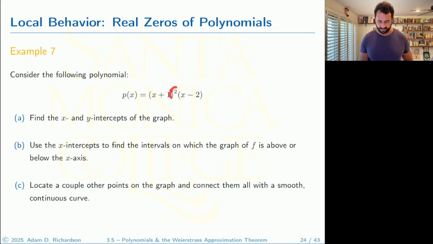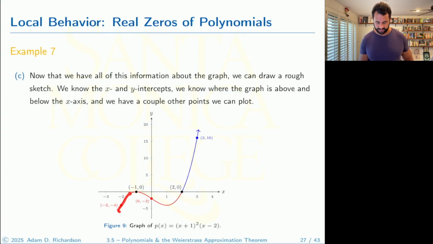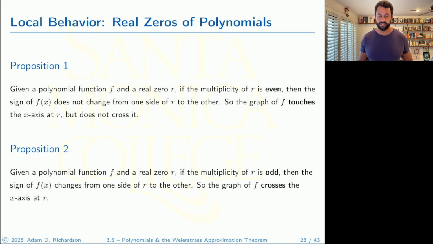Now, notice the multiplicity of -1 was 2, and the multiplicity of -2 was 1. Now look at this graph. Multiplicity 2, multiplicity 1. Okay? Now, ponder that for a minute while we talk about this proposition. So if we've got a polynomial function and we've got a zero r, if the multiplicity is even, then the sign of f of x doesn't change from one side of the zero to the other. So the graph of f touches the x-axis, but does not cross it. It just kind of bounces off either that way or that way when the multiplicity is even, okay?